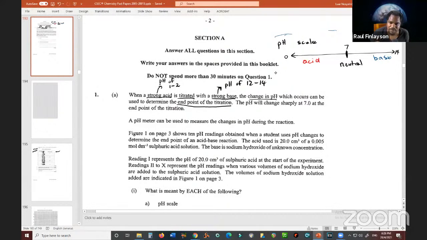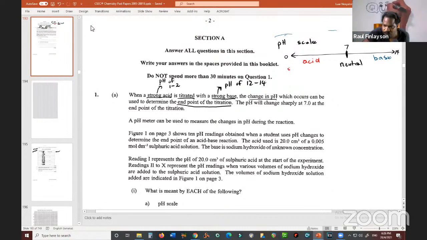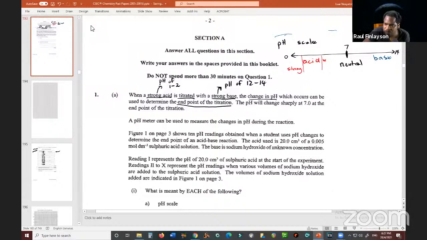The strong acid, being specific now, would be over here. In fact, the acid line can even split into strong and weak. So we could have strong over here, and then over here it would be weak. So that's weak acid. That's where it is.